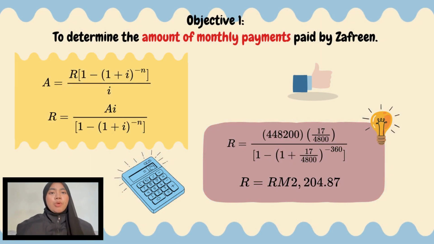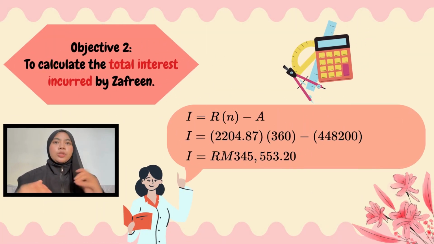So for our first calculation, we want to find the amount of monthly payments. We use the formula A equals R multiplied by 1 minus (1 plus I) to the power of negative n, over I. But as we already have the present value, we just insert it into the formula and change it to R equals A multiplied by I over 1 minus (1 plus I) to the power of negative n. After we insert the information into the formula, we will get the total amount of monthly payment as RM2,204.187.